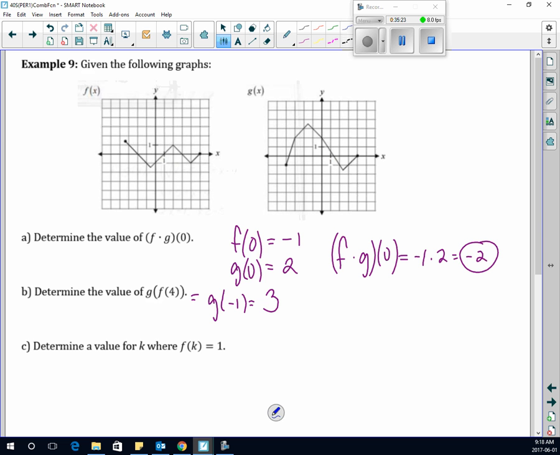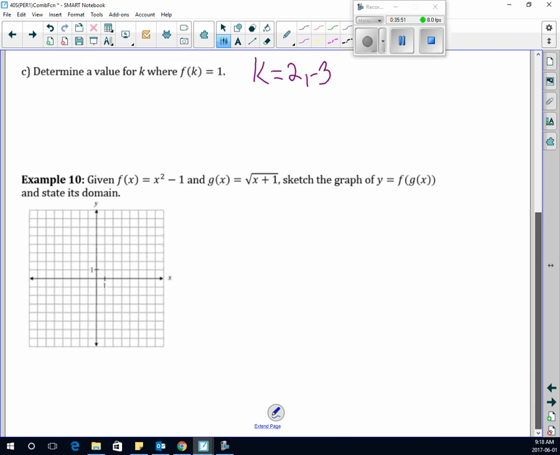Determine the value of k where f of k is 1. So we got to look at the f machine and see what would give us an output of 1. There are 2 possibilities. k could equal 2, here's an output of 1. Does everybody see? And there's also an output of 1 over here, at negative 3. Everybody good with that? Okay, last example.